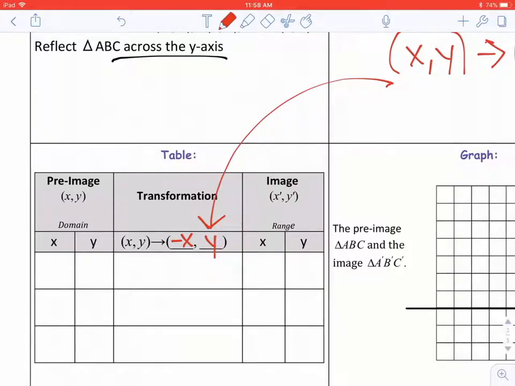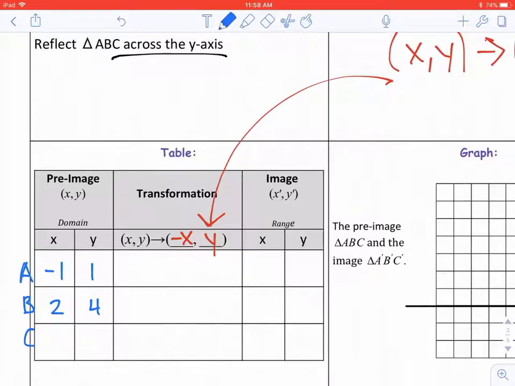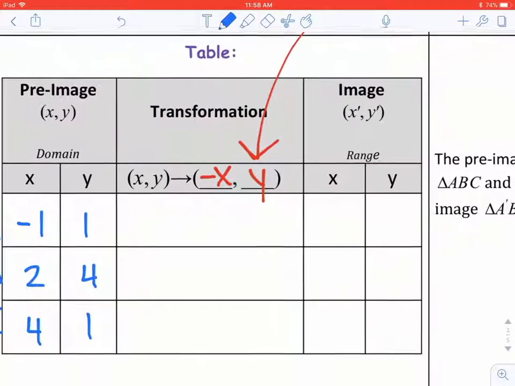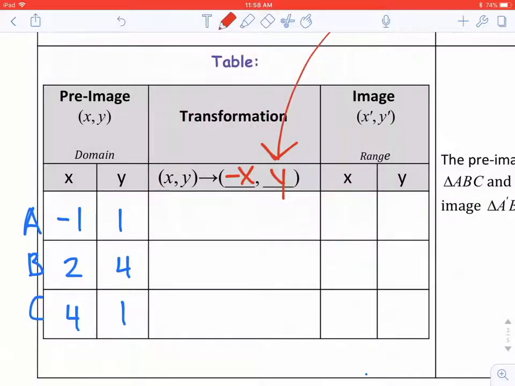was my algebraic rule. The points given are A is (-1, 1), B is (2, 4), and C is (4, 1). And then I'm just going to focus on this part that's for the table portion. So using my rule for reflecting across the y-axis, I need to change the sign of the x and keep the y the same. And we'll take a look on our graph in a minute as to why that makes good sense.